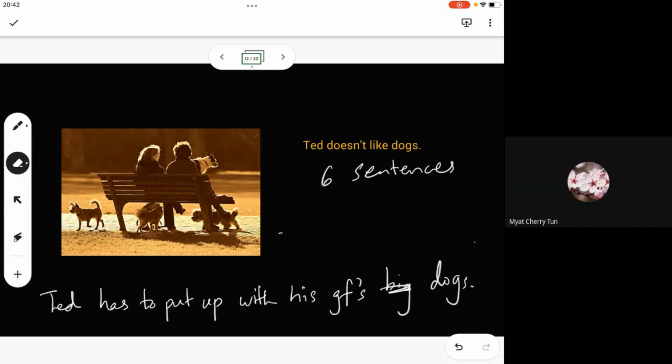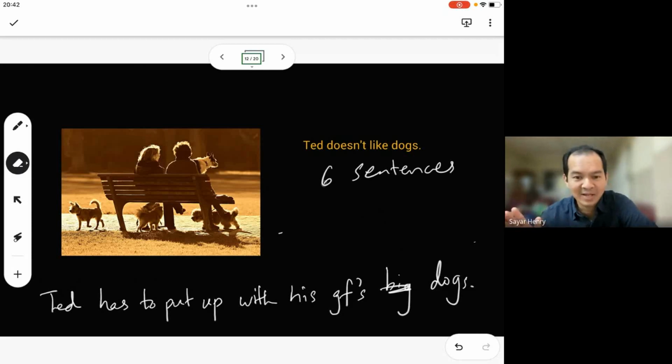Okay. Wow, now finally that's a proper ending to a story. He tried to put up with the dog, but now he can't. He realizes he can never cope with the dog, so he decided to break up. Okay, thank you for this story.